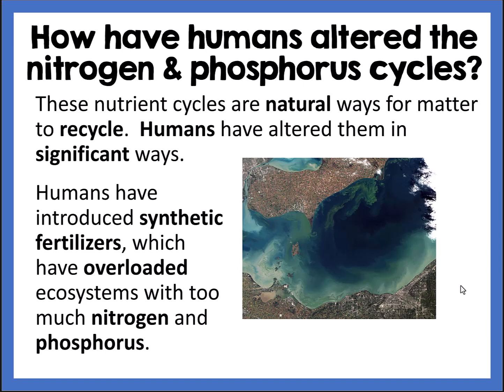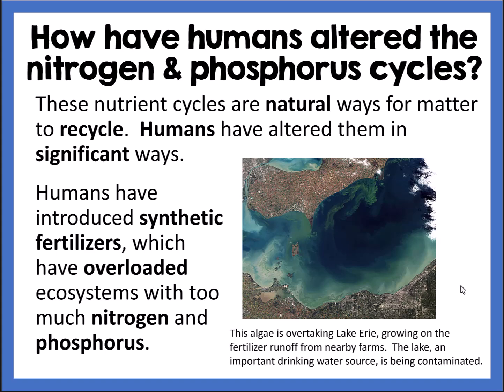So all typical fertilizers, plant fertilizers, have nitrogen and phosphorus in them, and as those get used, and if they're used incorrectly, if they're overused, for example, you put too much fertilizer on your lawn, not only can you burn out your grass, but also that extra fertilizer runs off into local waterways. Here's a picture of algae that's overtaking Lake Erie, growing on the fertilizer runoff from nearby farms. So all of this green is algae that is building up from runoff. The lake, an important drinking water source, is being contaminated. So fertilizer runoff is a fairly significant impact that humans have on the nitrogen and phosphorus cycles.